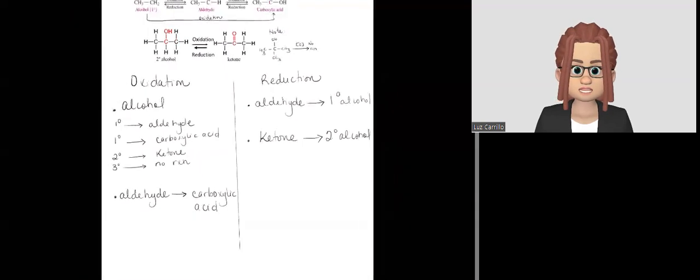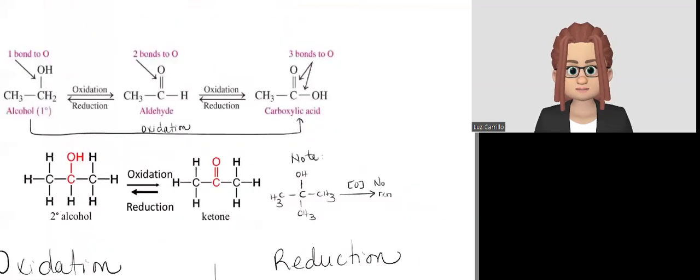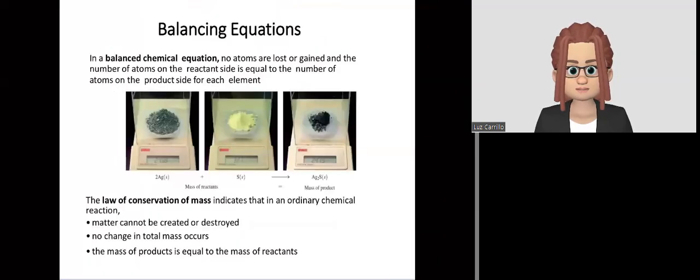And this is the summary of all the reactions that you observe in this figure. Understand that even though it is illustrated that carboxylic acids can reduce to aldehydes, you are not responsible for that transformation. Let's now proceed to talk about balancing equations.